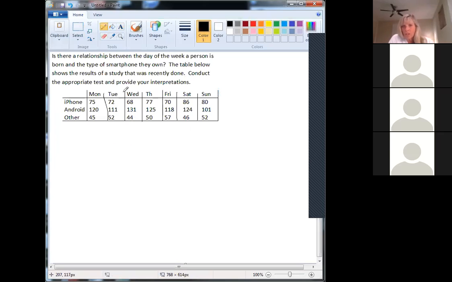Asking for a relationship, if there is a relationship, whether they're dependent or independent? Yeah, so it's about independent and dependent. And one big thing is it's two qualitative survey questions, right?